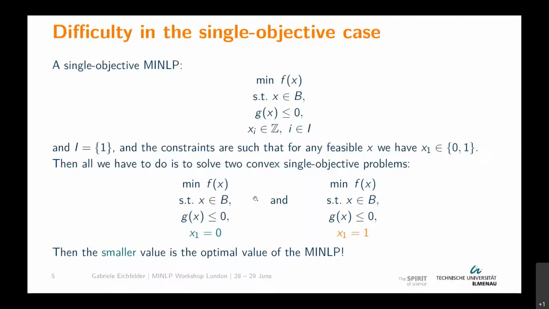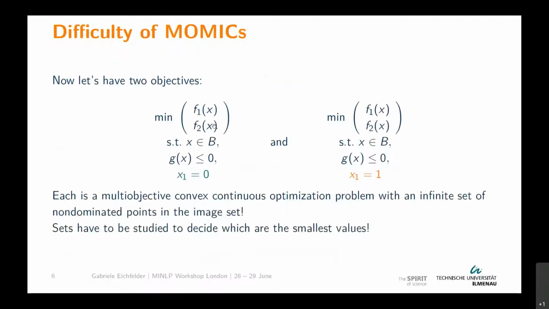Now let's add just one additional objective function. Say the same situation, one binary variable, but two objective functions, and it gets immediately complicated, because now you would have to solve a convex multi-objective optimization problem with an infinite number of non-dominated solutions, so an infinite number of optimal values, and this is in general not possible.